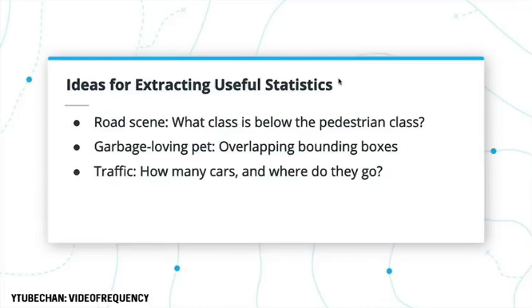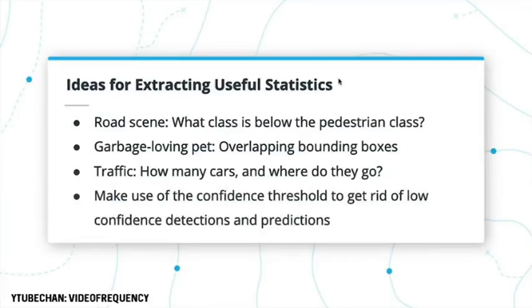In an earlier exercise, you played around a bit with the confidence threshold of bounding box detections. That's another useful way to extract statistics. Are you making sure to throw out low confidence predictions? In the next exercise, you'll put some of this into action to keep some unfriendly pets apart.